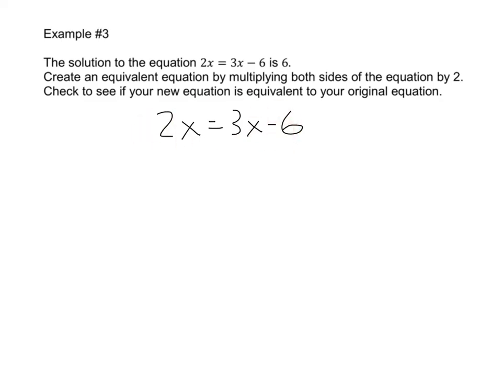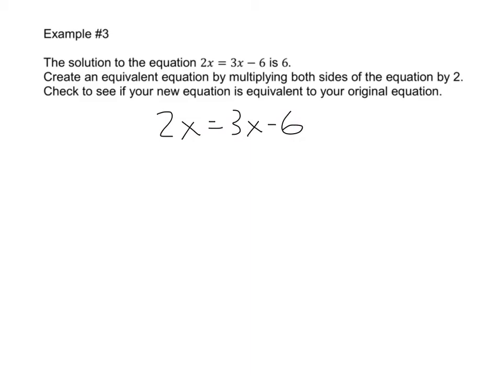Okay, all right, here's what we want to do. We want to create an equivalent equation by multiplying both sides of the equation by 2. I want you to do that. Let's see if you can multiply both sides of the equation by 2 and get an equivalent equation.